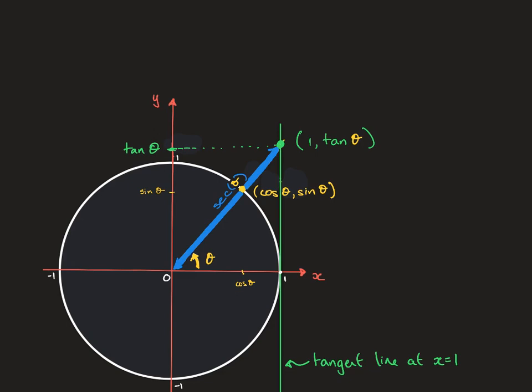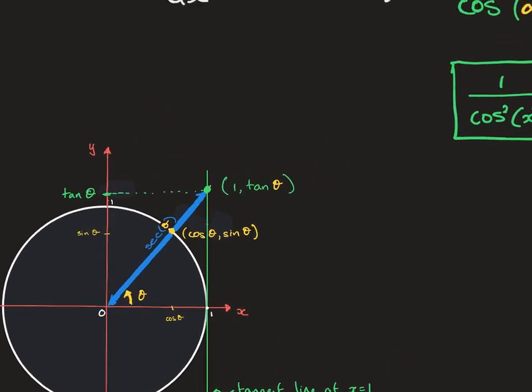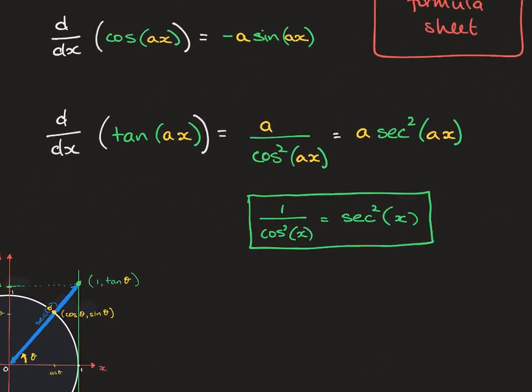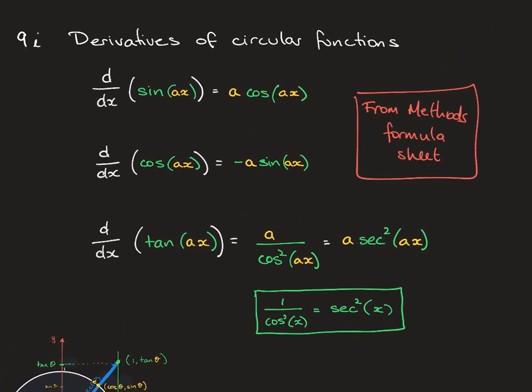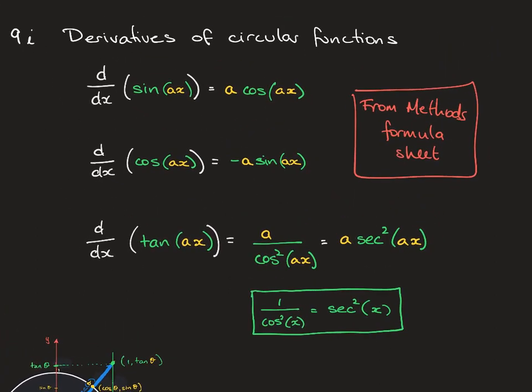Now you don't need to know that. That is not in the methods course at all. So all you need to do if you are asked to find the derivative of tan of something is to write it as 1 over cos squared of whatever it is, or use the sec squared version.